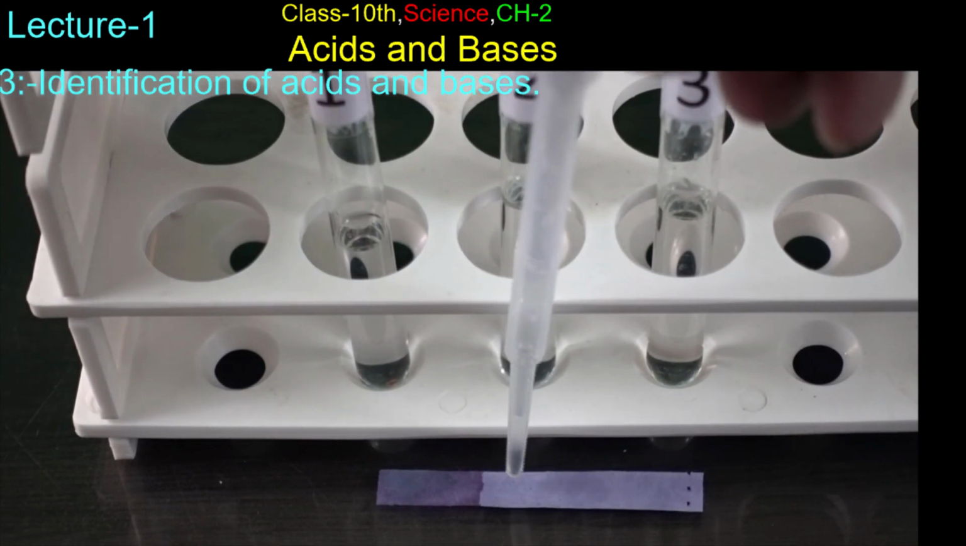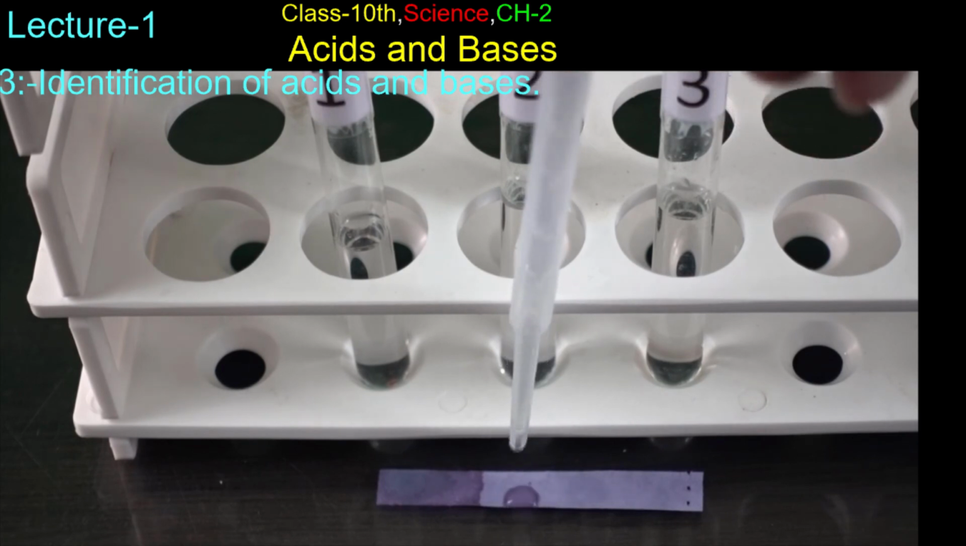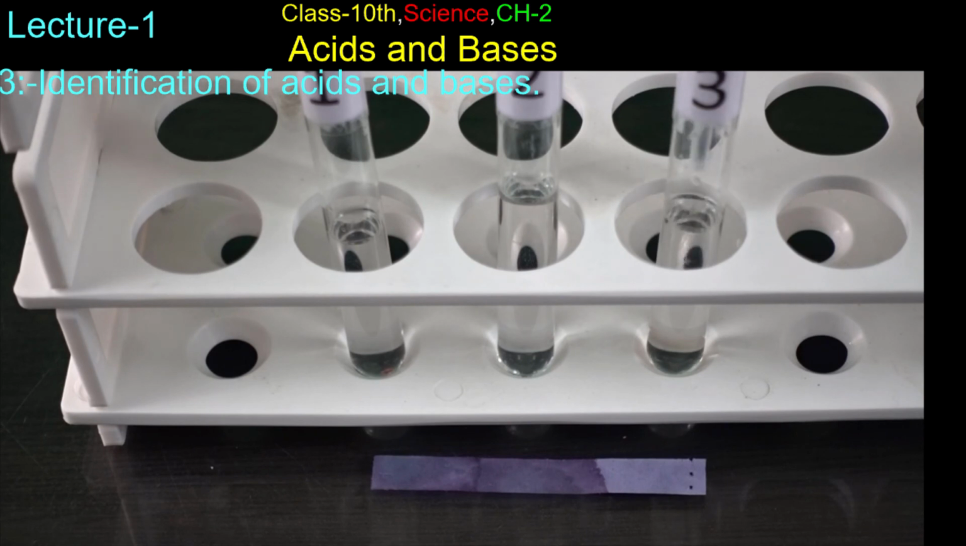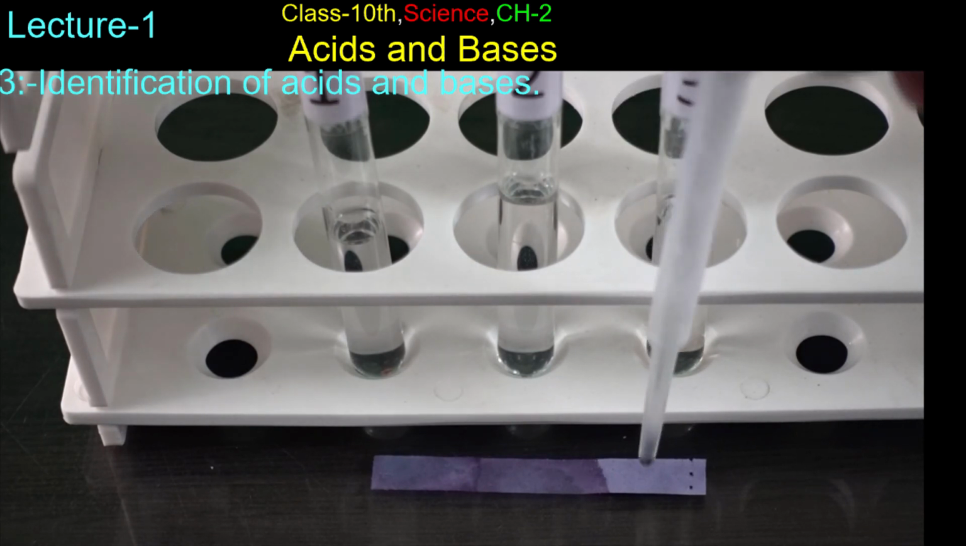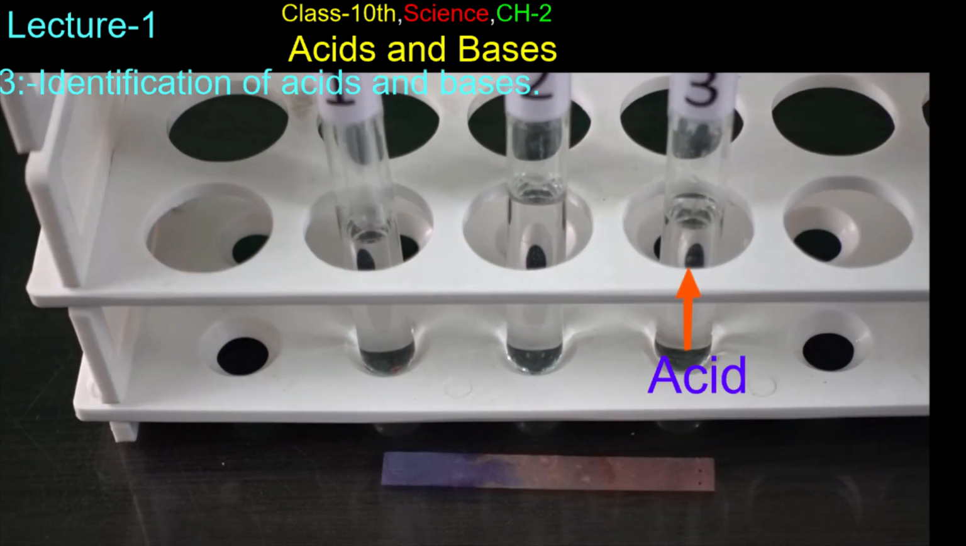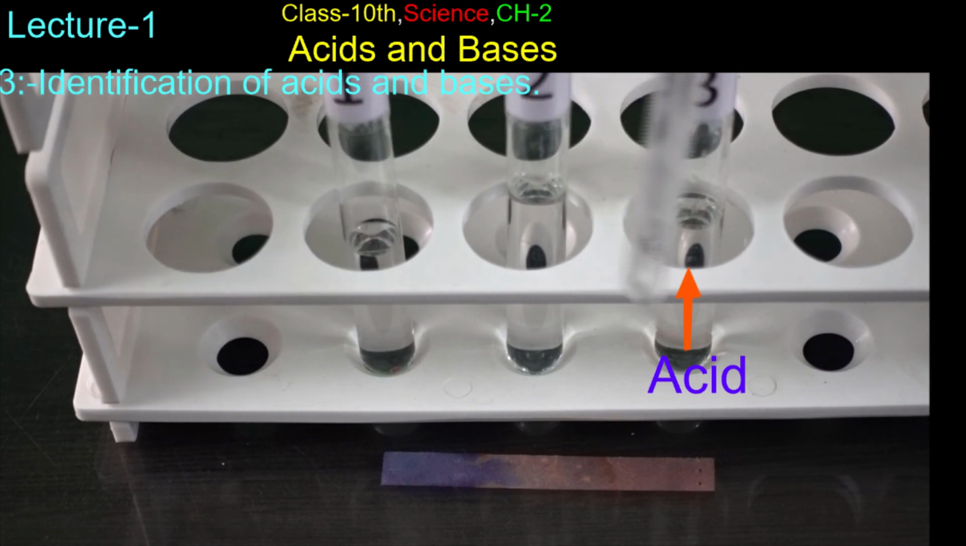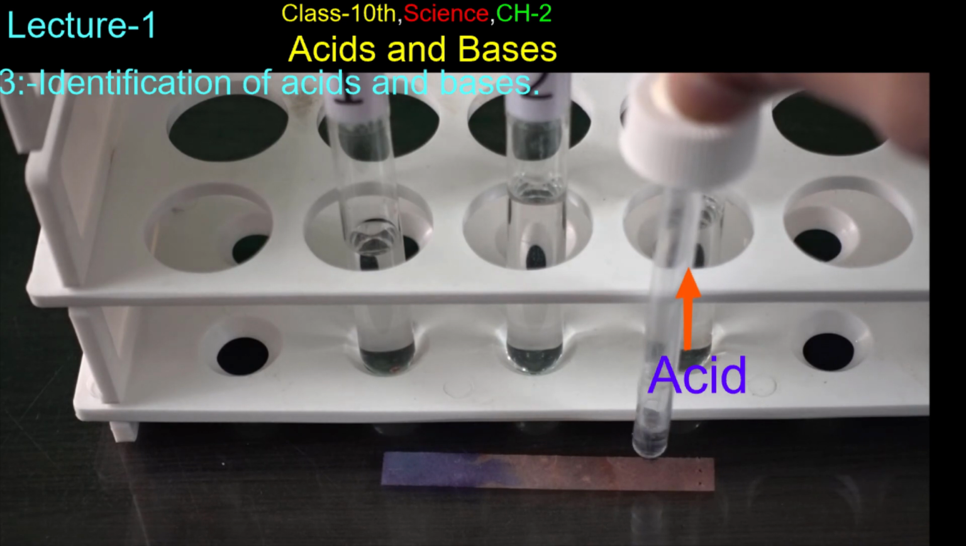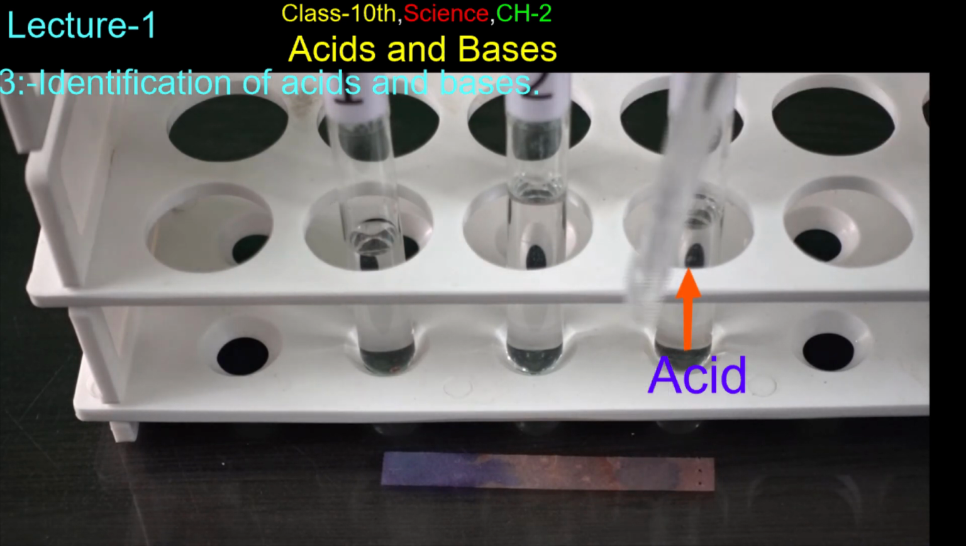You can see same is true about test tube number 2. Solution from test tube number 3 changes blue litmus red. It means test tube 3 contains acid. Now put a drop of solution from test tube number 1 on the red part of the litmus paper. You see here it turns red part back to blue. It means this is a base.